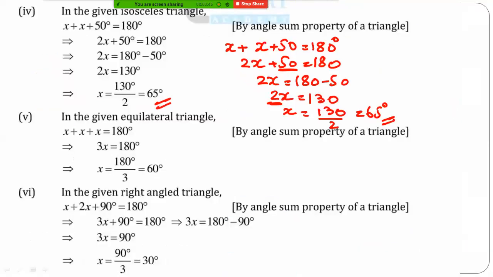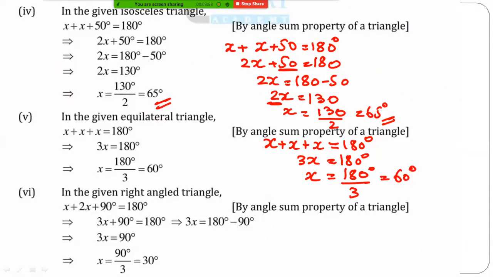So our fifth part is, all the angles are x. So x plus x plus x is equal to 180 degrees. So 3x is equal to 180 degrees. So the value of x is equal to 180 degrees upon 3, which is equal to 60 degrees. 60 degrees is your required answer.